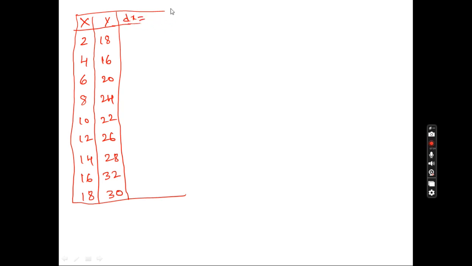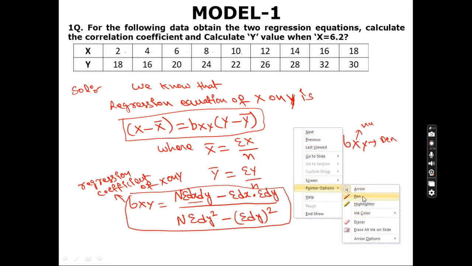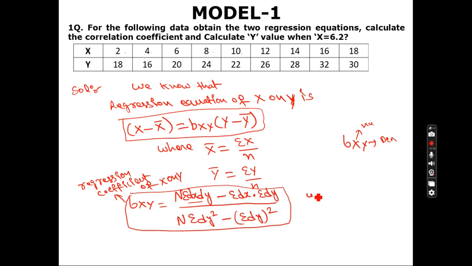So come to the previous slide. Now you'll get a doubt here, sir, in the question they have given x and y, but in the formula you wrote dx and dy. So you need to write one important thing here: dx can be calculated by using x minus a, and dy can be calculated by using y minus a. Sir, what is a? A is nothing but an assumed value. So I am going to assume one value. What is that assumed value? I am going to show you in my next slide.